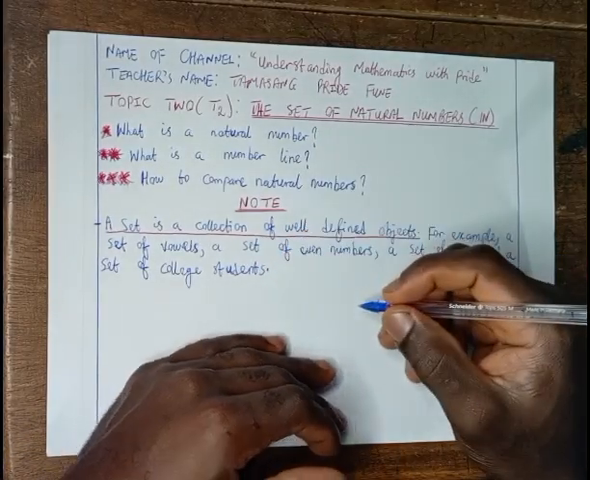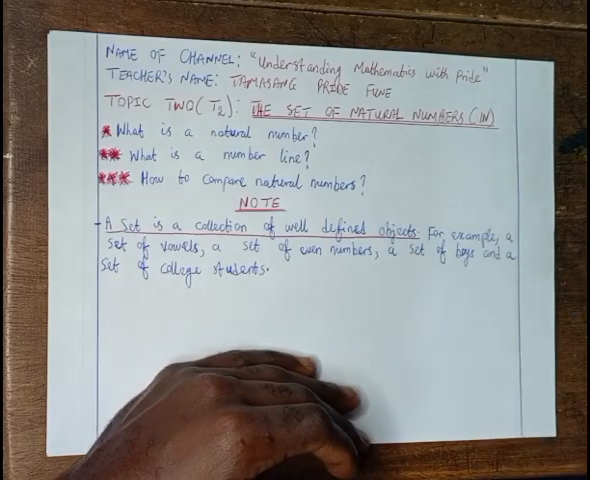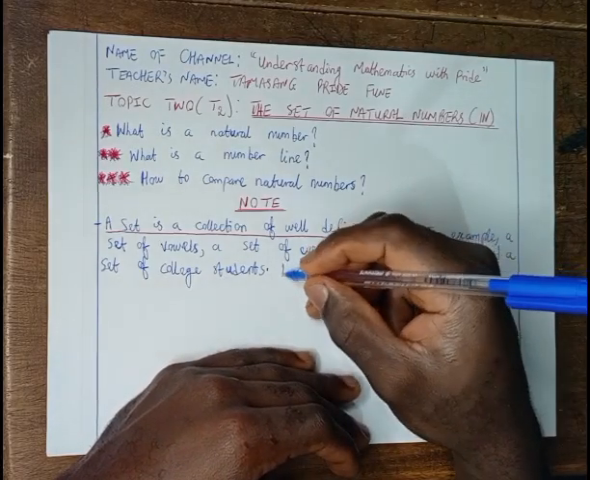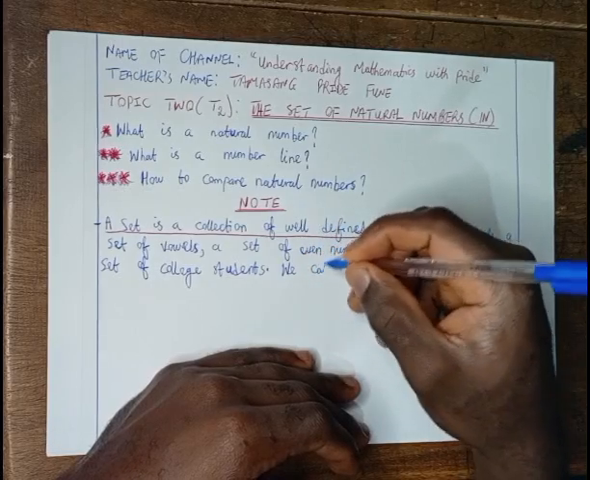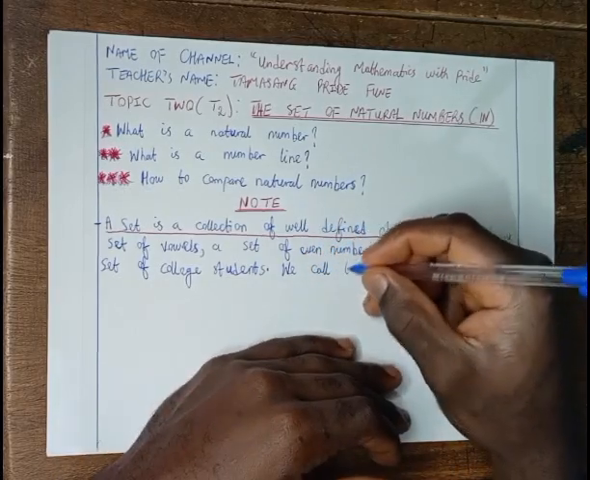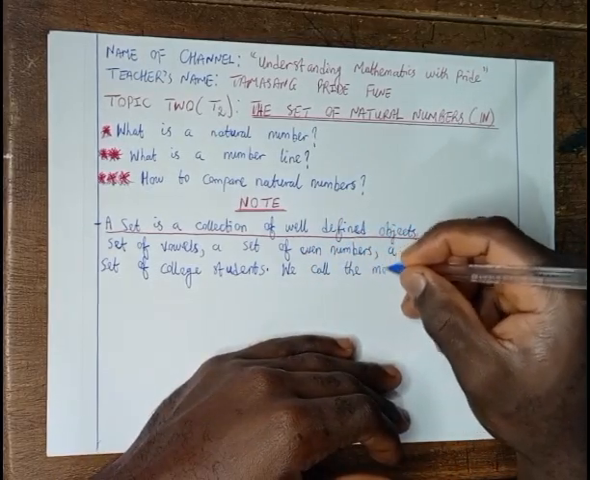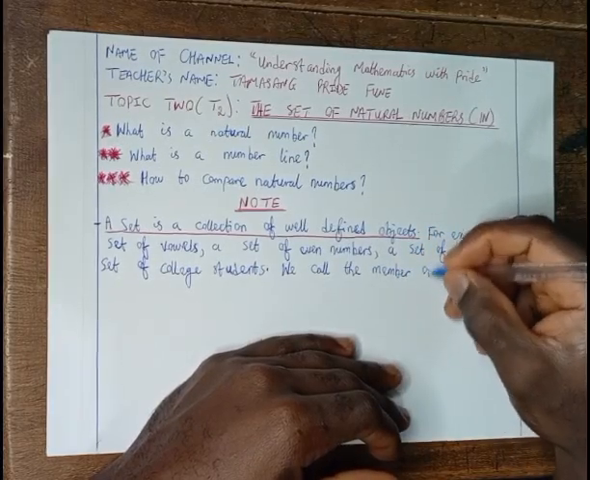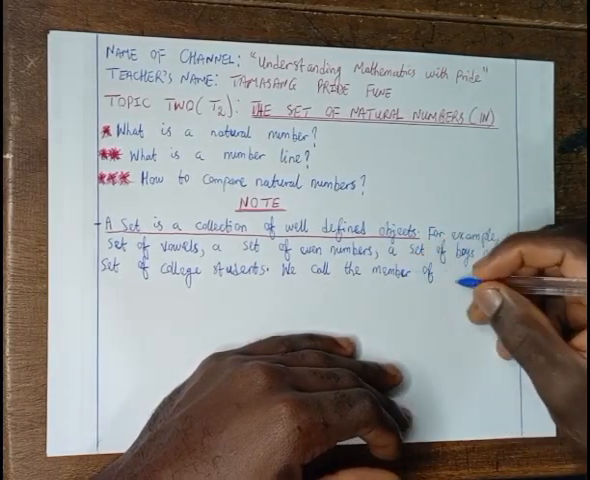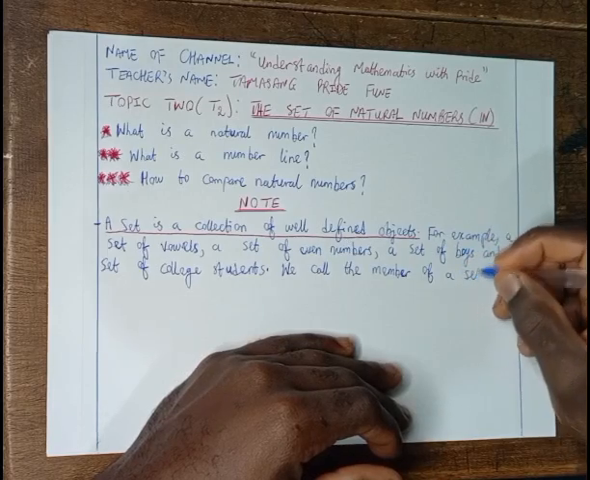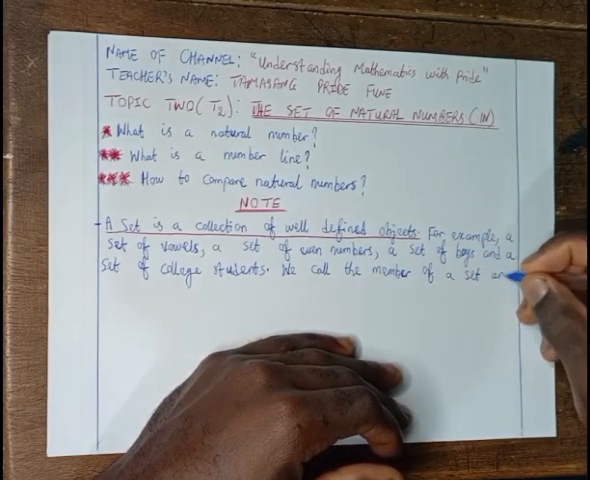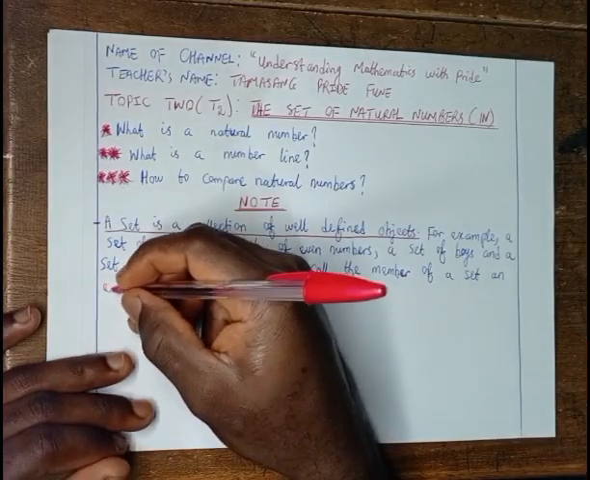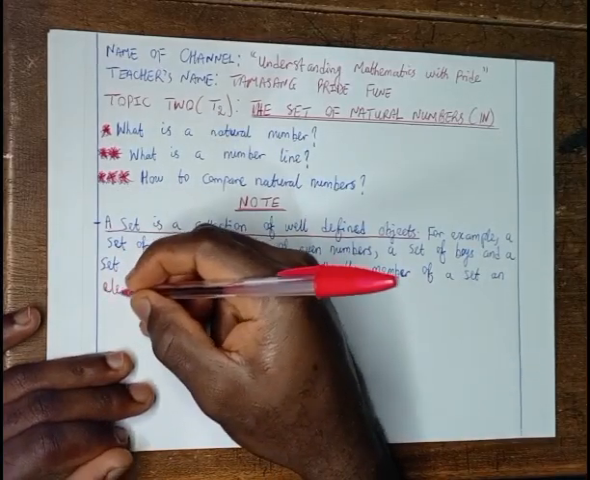Next, we call each member of a set an element. We call the member of a set, I'll write it down with a red pen, an element.